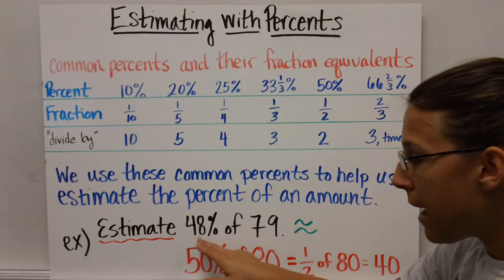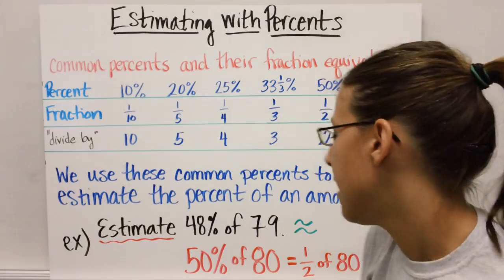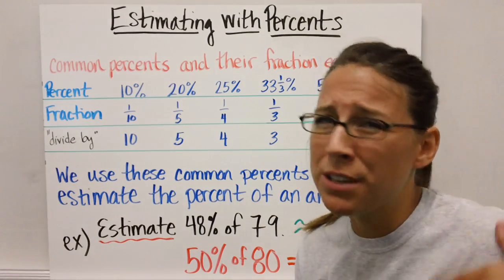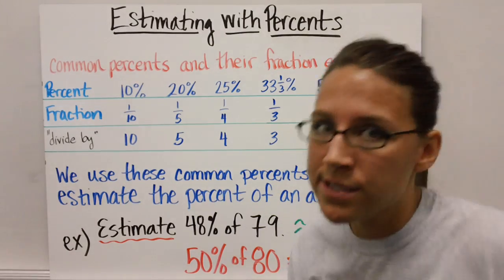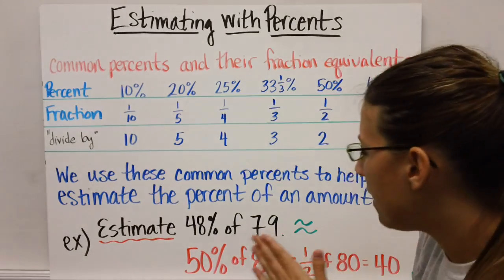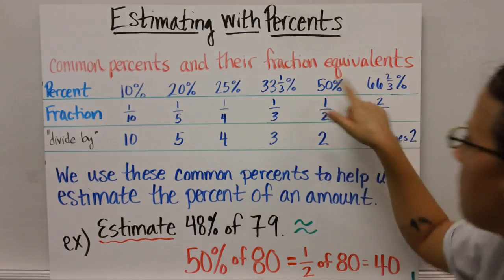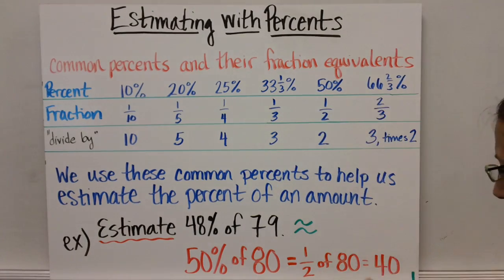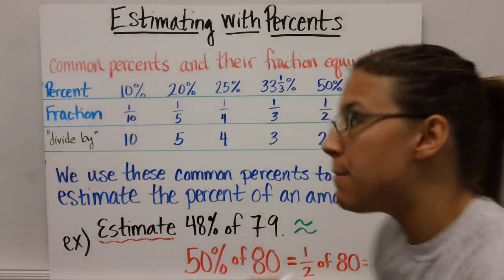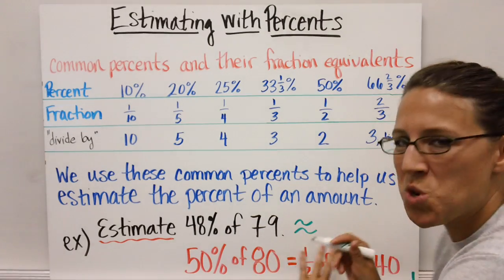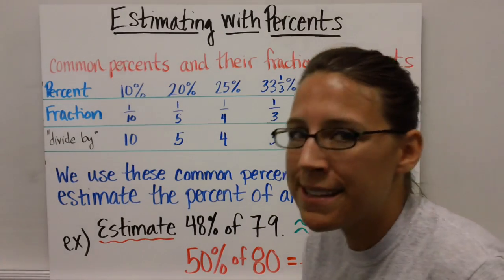So if I'm looking to estimate 48% of 79, 48% is very close to 50%. And 79 is an ugly number. It's pretty much 80. If you're talking the price of something, $79, you would probably say $80. So that's what we're going to be going with. And 50% of 80, well, you can think about that as half, half of 80, and half of 80 is 40. So we know that 48% of 79 is going to be approximately, and that's this squiggly equal sign here, approximately 40.